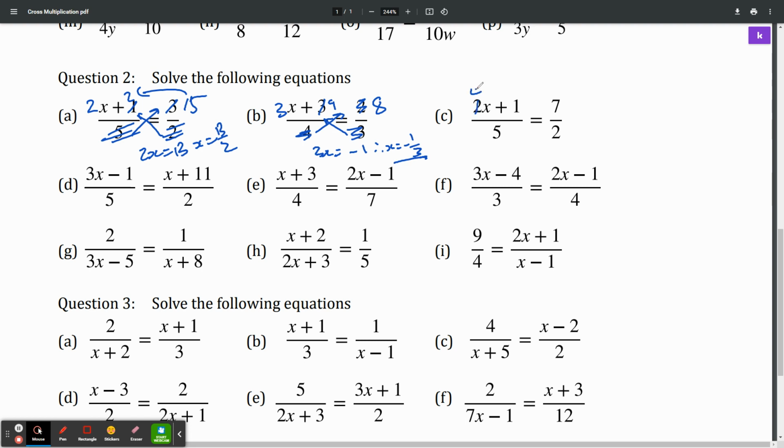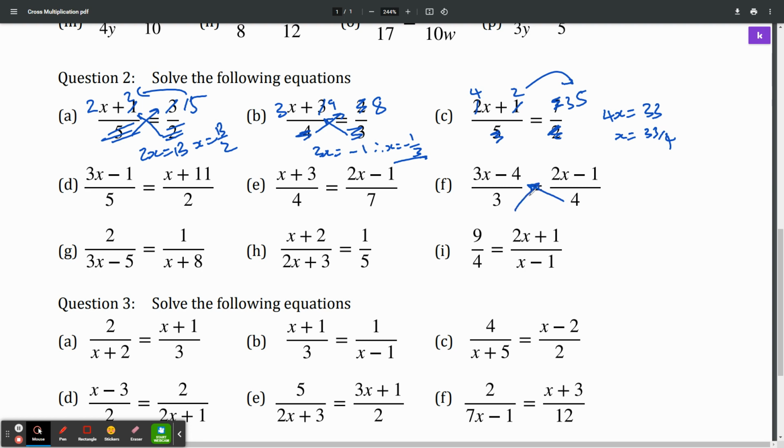This will become 4x, and 2 when we multiply it by 2. This will become 35 when we multiply it by 5. Then it becomes 33, and so 4x equals 33. And so x equals 33 over 4. All right, those random ones. Let's try another random one over here.